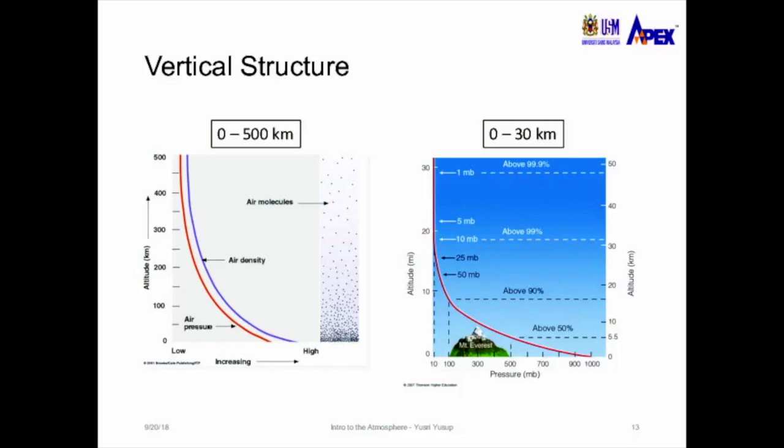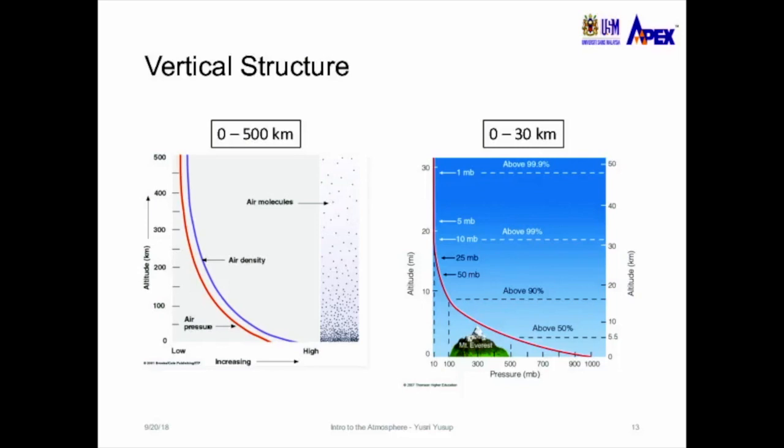Now, the air pressure and air density decrease exponentially because of the amount of air molecules in the atmosphere. The air molecules tend to concentrate at the bottom of the atmosphere, and then it spreads out, so the concentration of air molecules becomes exponentially lower as we go up to the 500 kilometer level.